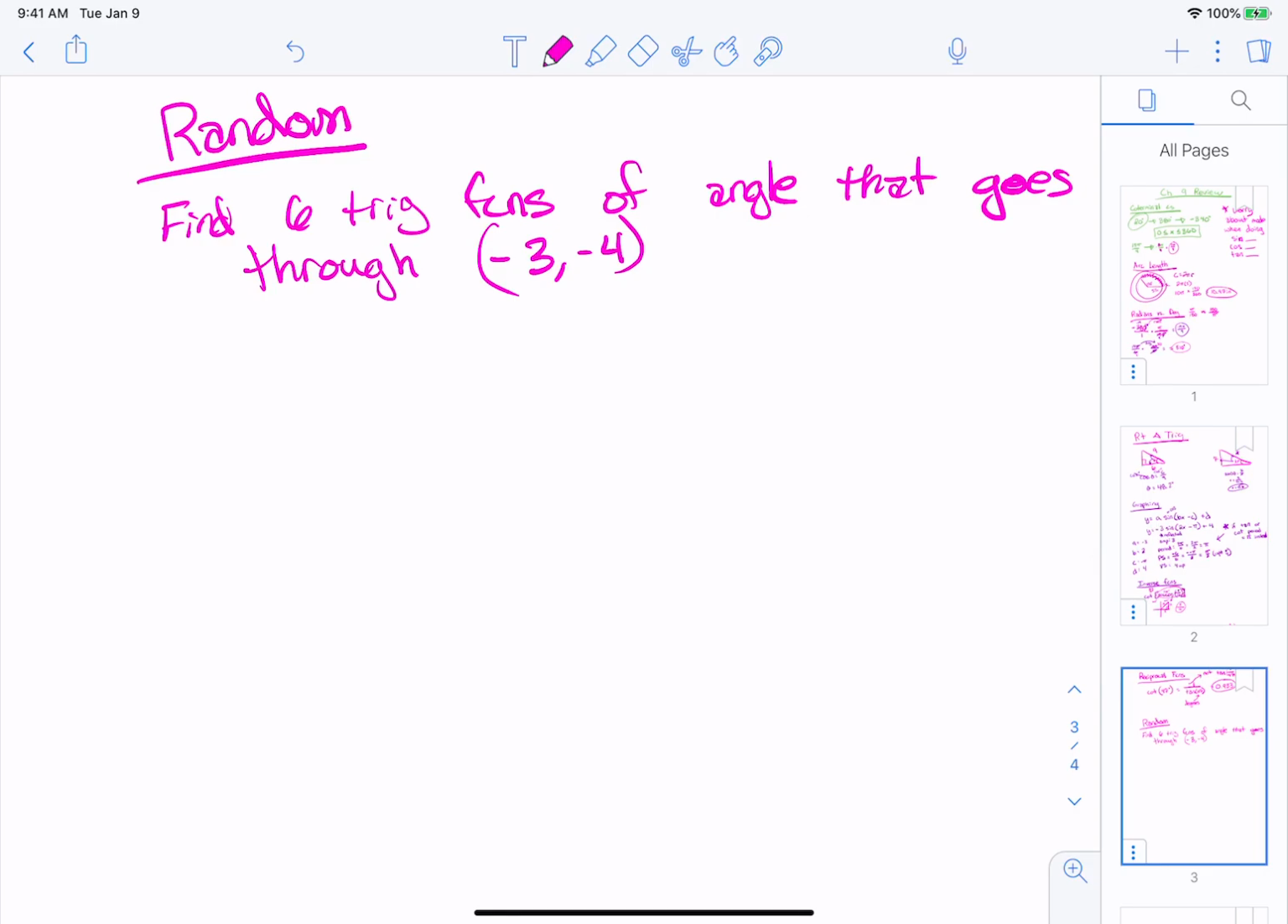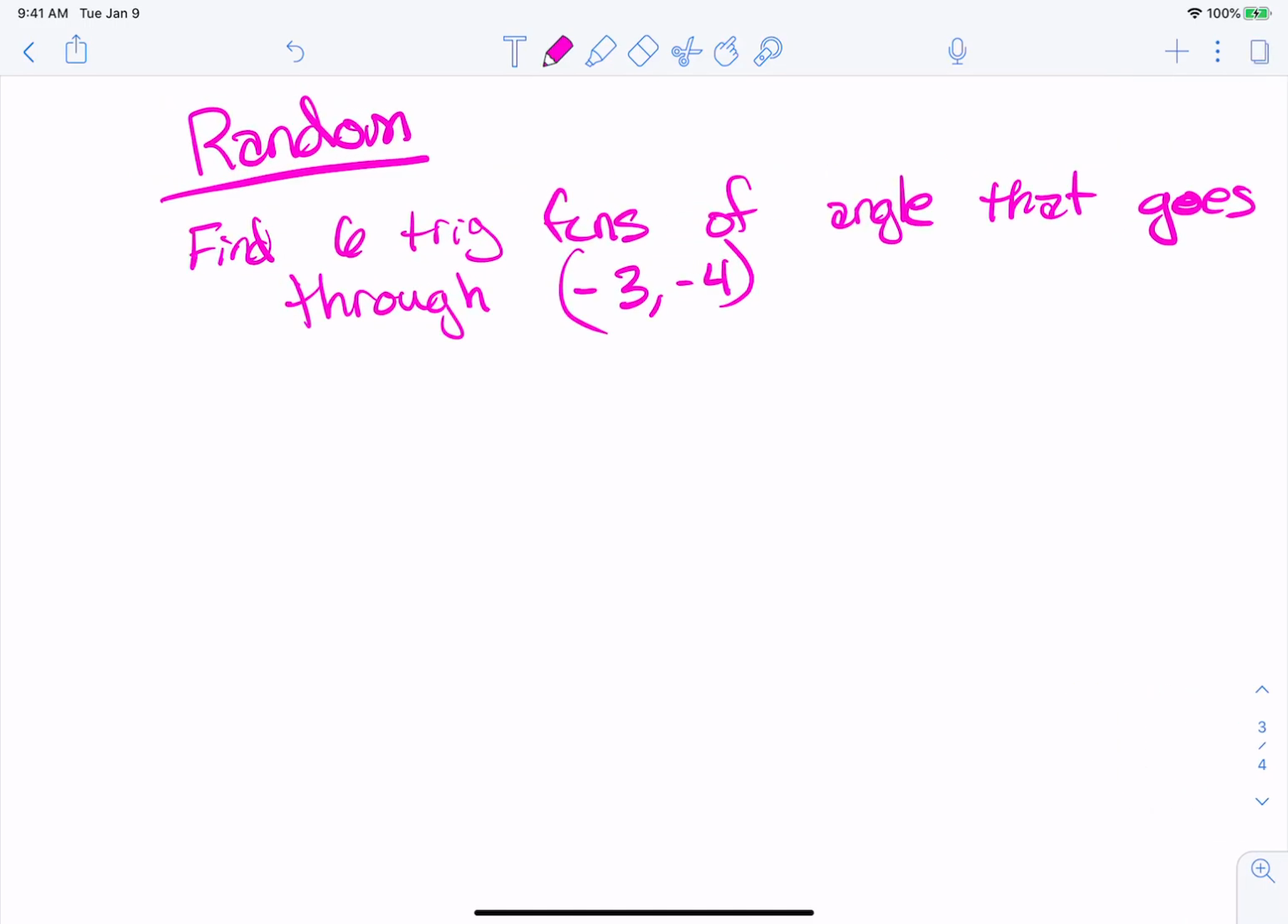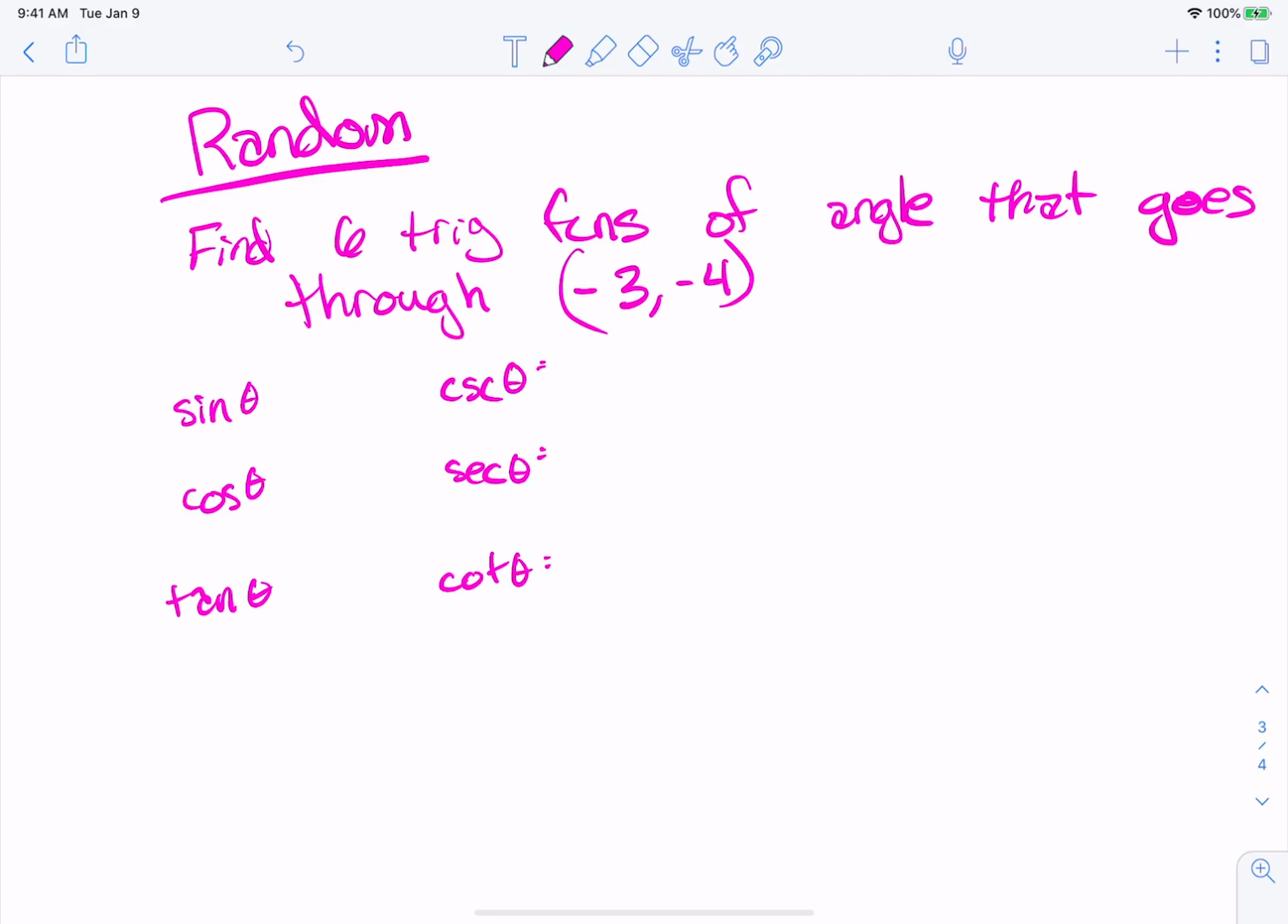So you write out your things: sine, cosine, tangent, cosecant, secant, cotangent. And we really have to put our thetas in there. Theta, theta, theta, theta, theta. Okay, so where do I begin? It's in the third quadrant.